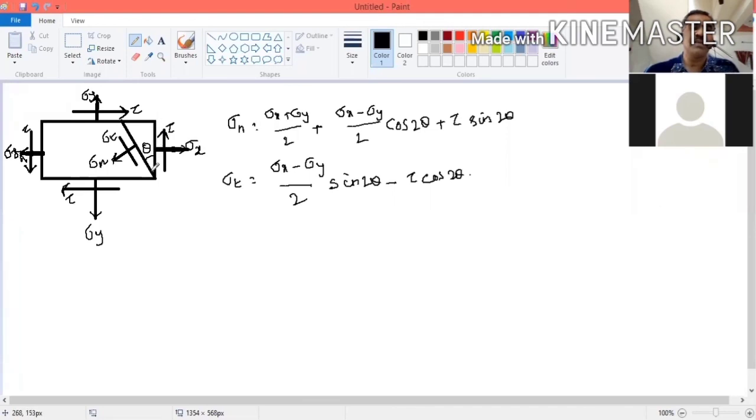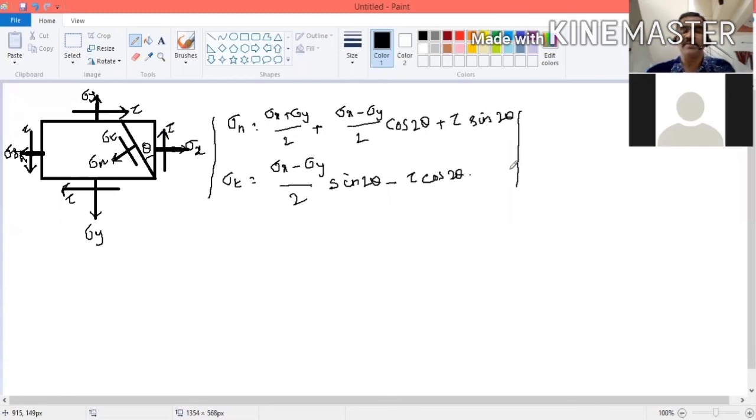Sigma n at this plane. If you put 10 degree, it will give sigma n at this plane. Similarly, 45 degree, at any degree you can substitute and you can find the value of sigma n. Similarly, sigma t. So this is a generalized equation. This will give sigma n, that is normal stress, and sigma t, that is tangential stress, at any plane.